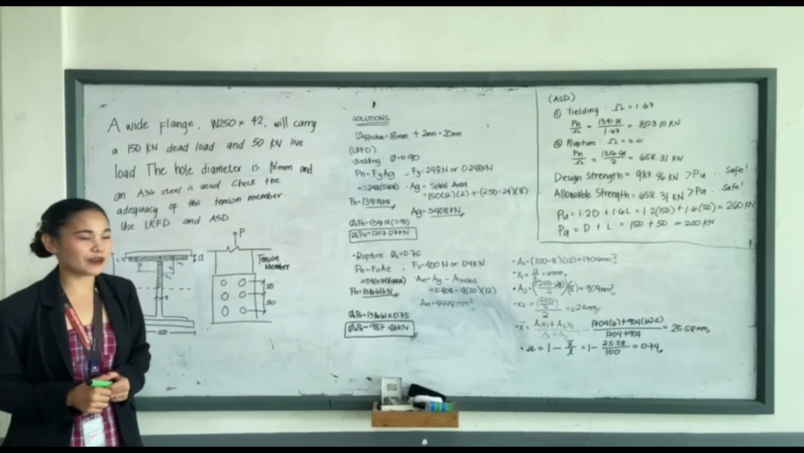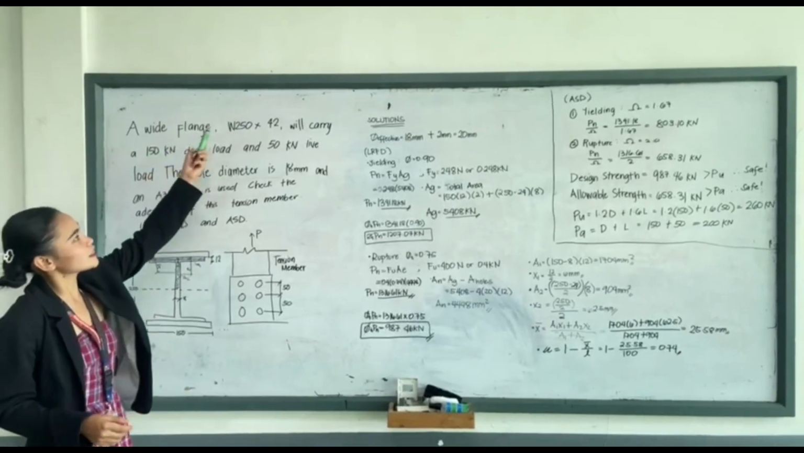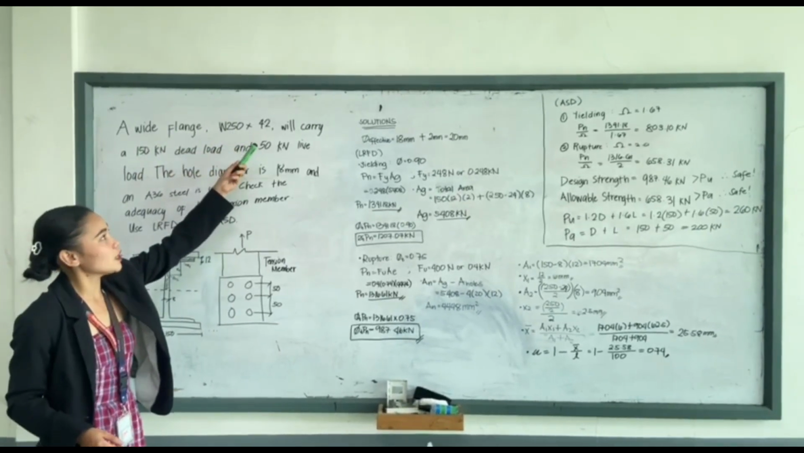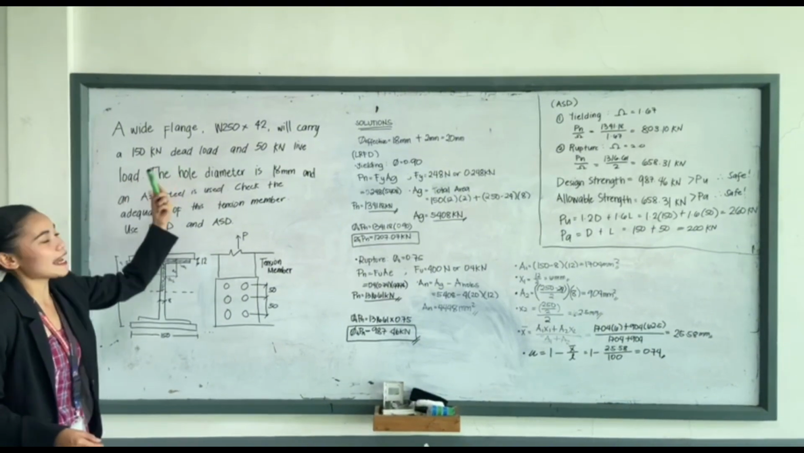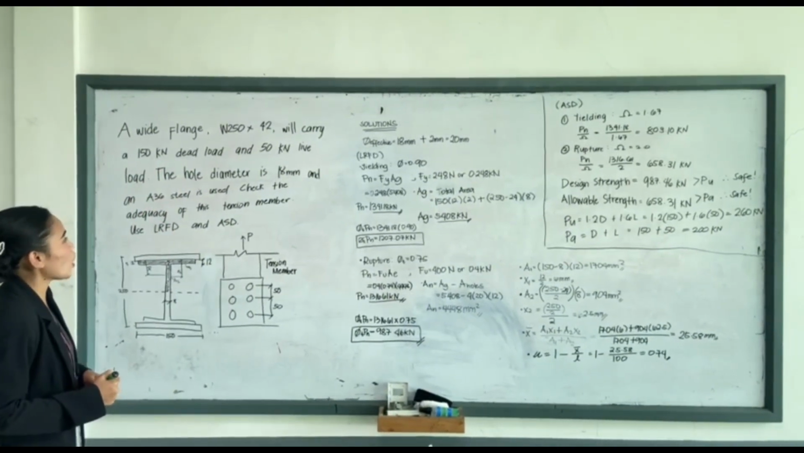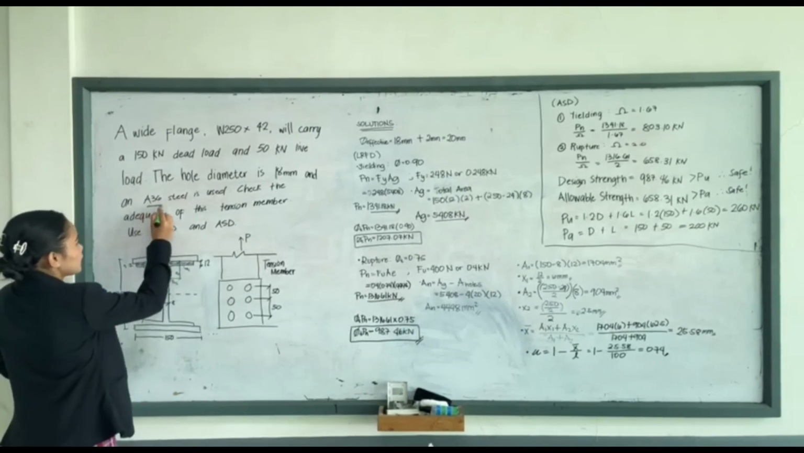Good day, everyone. So we have here a problem. A wide flange W250 by 842 will carry a 150 kN dead load and 50 kN live load. The hole diameter is 18 mm and an A36 steel is used.